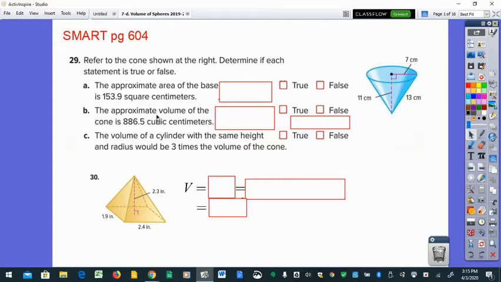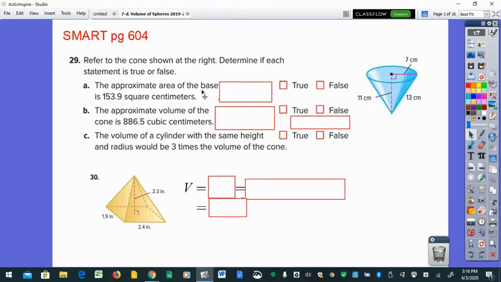Part B, the approximate volume of the cone is 886.5 cubic centimeters. And finally, part C, the volume of a cylinder that would have the same height and the same radius would be 3 times the volume of the cone, true or false. So those are all true and false. And number 13 is a pyramid, and they're asking for the volume of that. So I'm going to ask you to pause the video and see what you think about those. And then when you're ready to go, unpause the video and we'll see how you did.